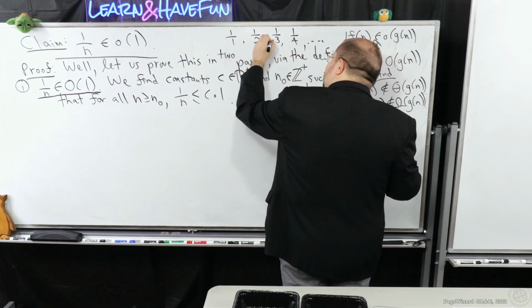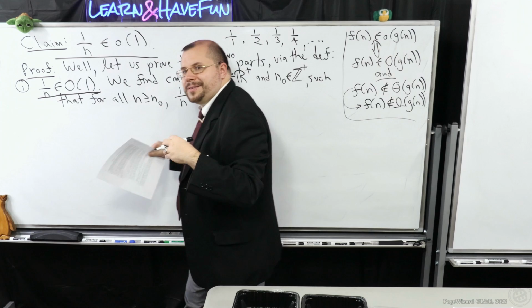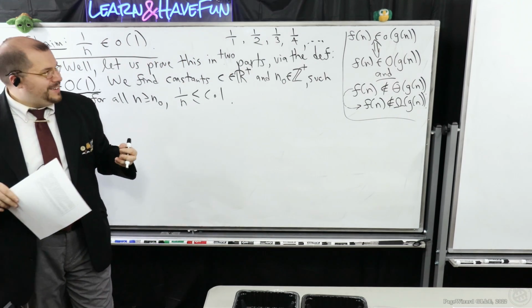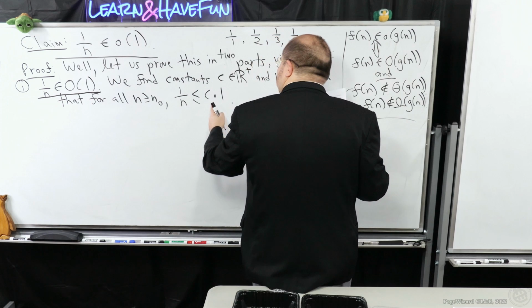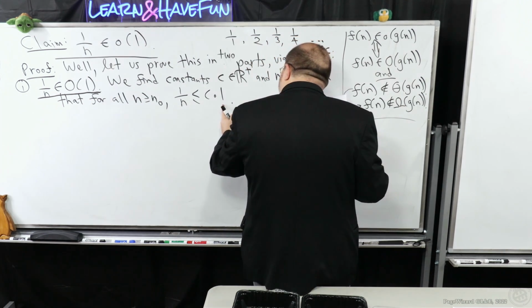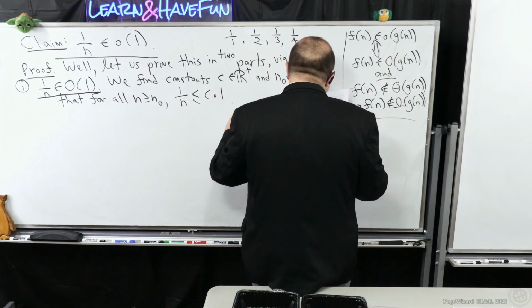Notice that all of these are less than or equal to 1. It never gets bigger than 1. It's always less than or equal to 1. So let's use that information. So notice that this on the right-hand side is going to be 1 if I let c be 1. So that's how I'm going to pick c.